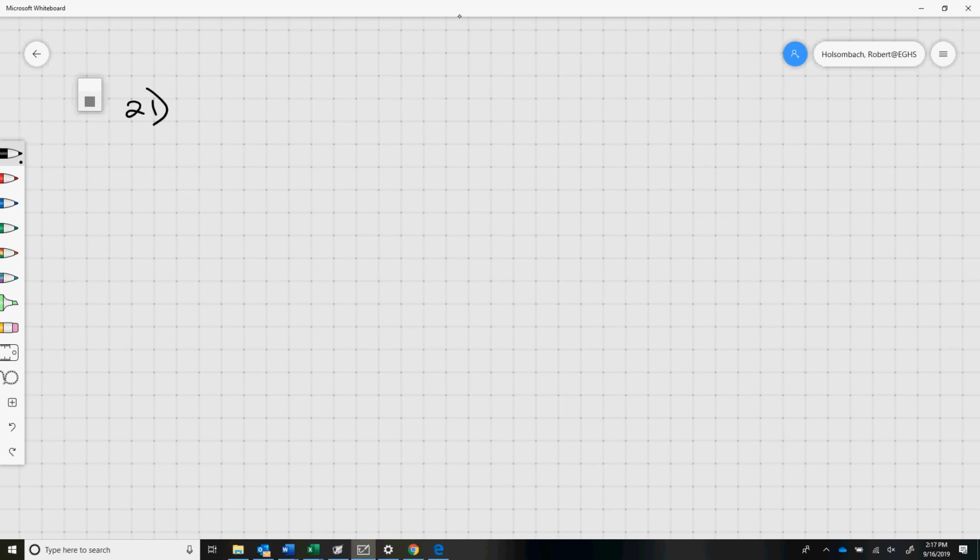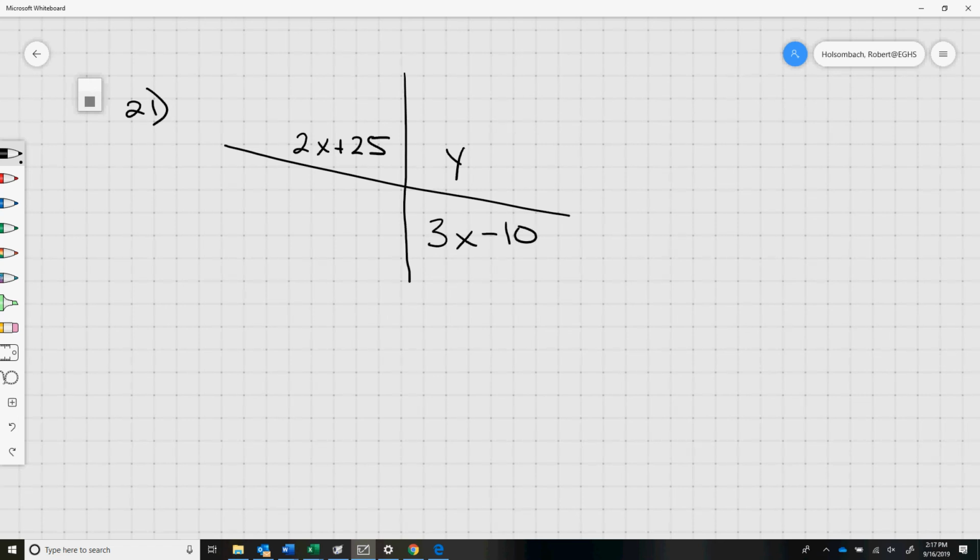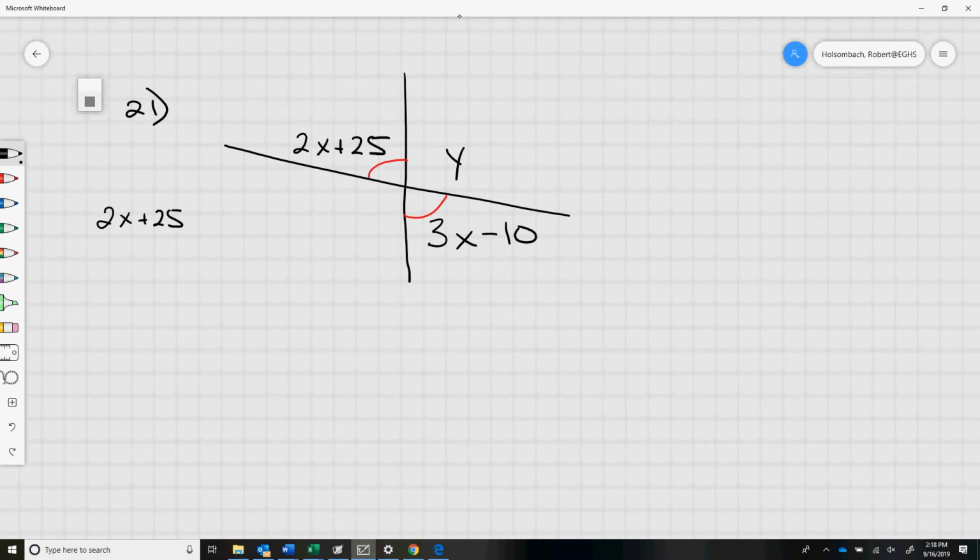Alright, now they're introducing a second variable. So you've got 2x plus 25, a y, and then a 3x minus 10. When you set this problem up, you want to look at the expressions that have the same variable first. So your 2x plus 25 and your 3x minus 10, what kind of angles are they? They're vertical angles. So aren't they equal to each other? So your 2x plus 25 is equal to your 3x minus 10. And you can solve for x, right?